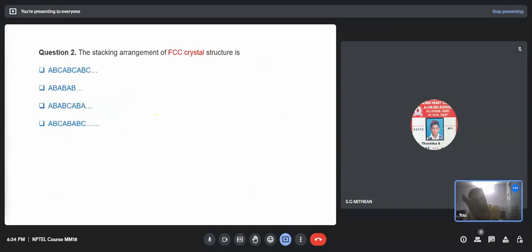Here the question is the stacking arrangement of FCC crystal. Here there are three kinds: I'll discuss one by one FCC, HCP and CCP, how they are arranged according to stacking. So the first one is HCP. I will discuss it, since it is hexagonal packing.